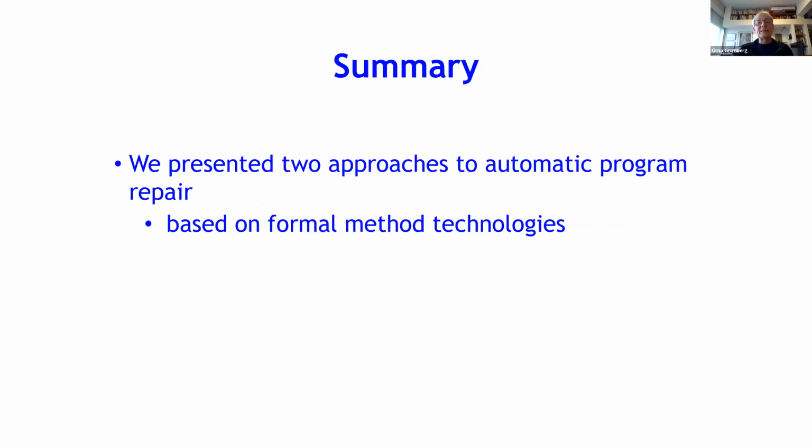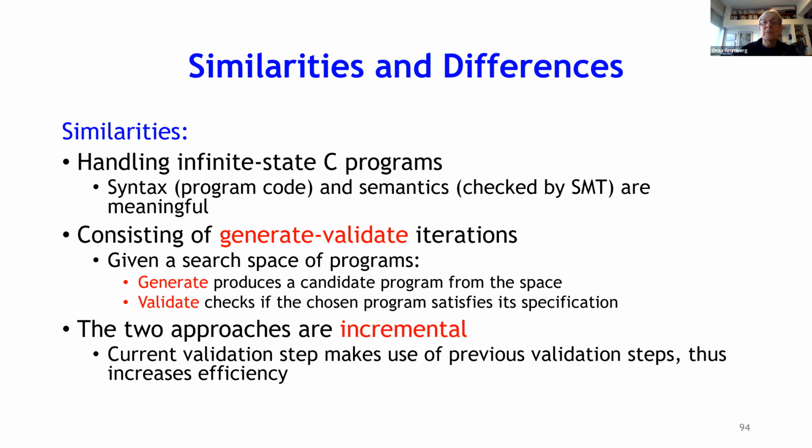So to summarize, we presented two approaches to automatic program repair based on formal method technologies. The similarity between the two approaches is that they both handle infinite-state C programs, and they needed to take care of the syntax of the program, which is the code itself, and the semantics. So we have some checks using SMT. I didn't get into these details, but both the syntax and the semantics are meaningful.